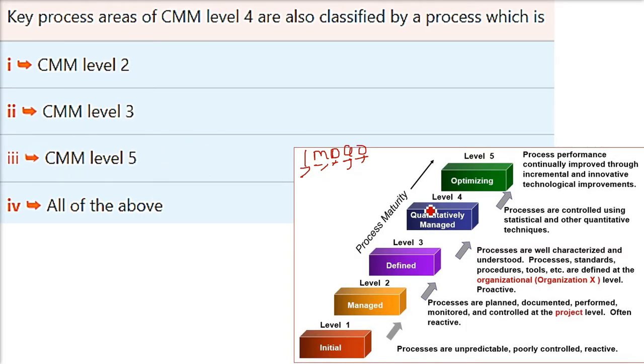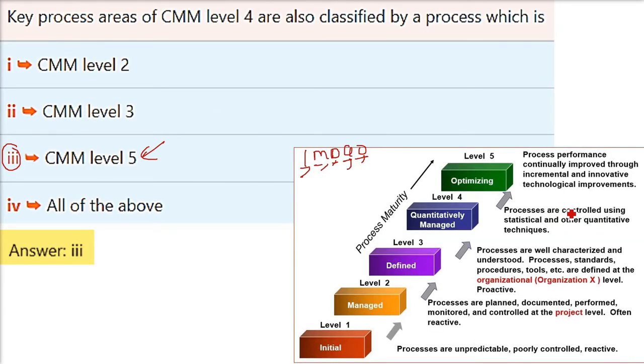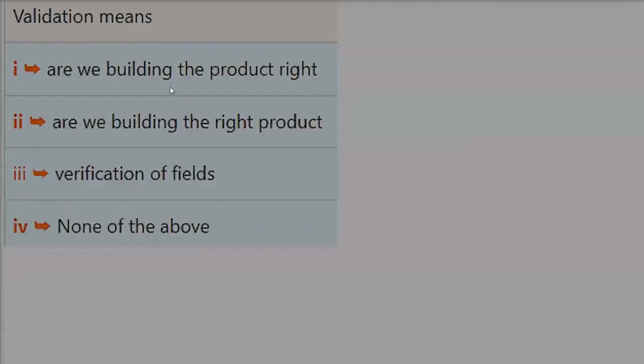Please remember, whenever you are on a certain level, the levels below it you have already attained. So when you are talking about level 4, the answer is 3. Because level 4 and level 5 have the difference that all the level 4 activities are done in level 5 along with the performance enhancement, that is performance enhancement and continuous improvement, also using mathematical, statistical and other things.